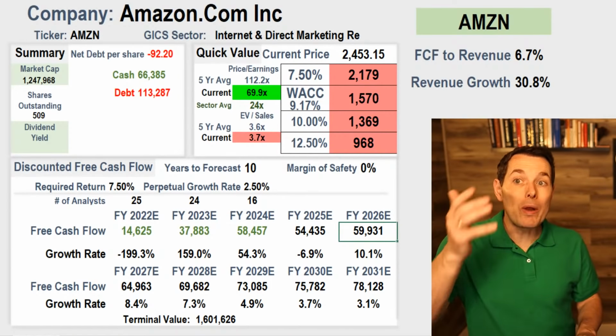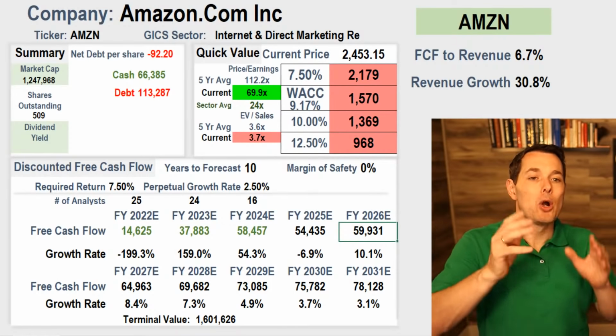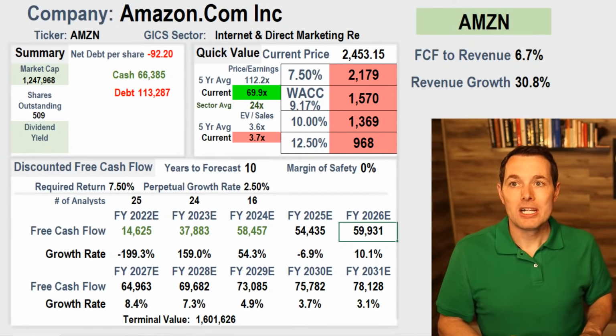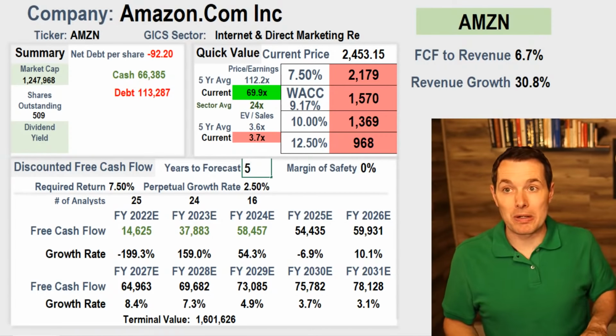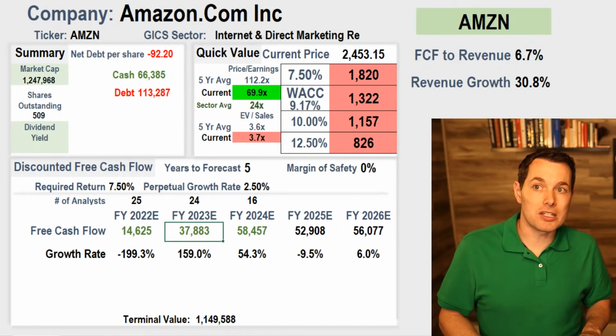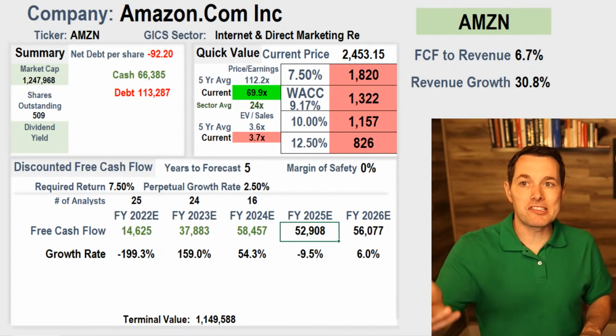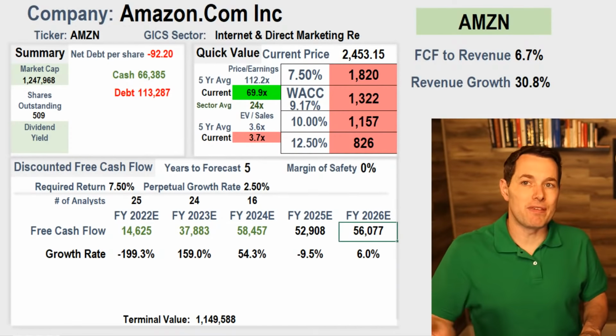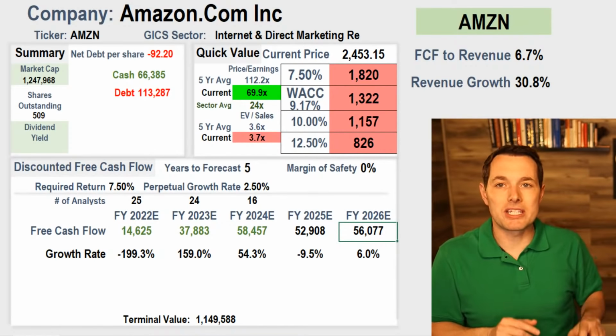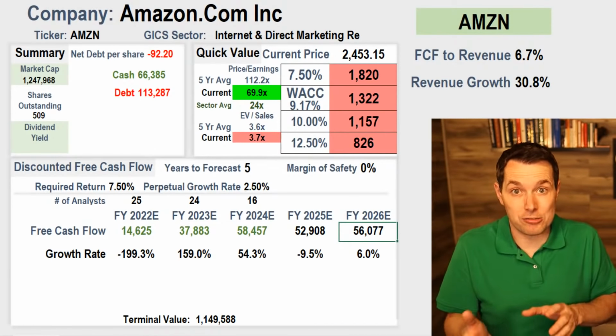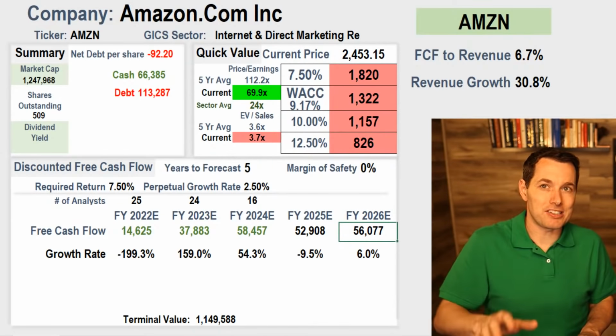Either way, if we went out 10 years, where the website will be very powerful is you can say, I don't want to go out 10 years, I want to go out 5 years. 14, 37, 58. I think it's going to be 65. Then it's going to be 75. And then we'll gradually decline it from there. We can make those adjustments on the website. It's a little tougher in Excel.